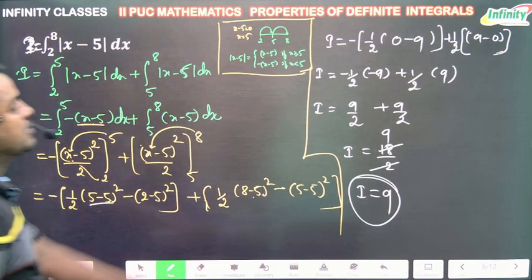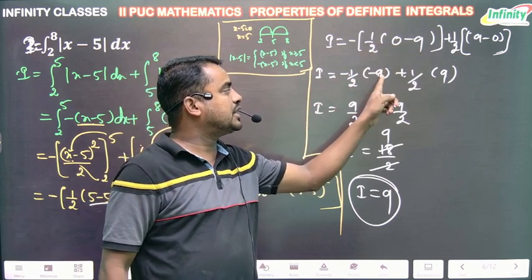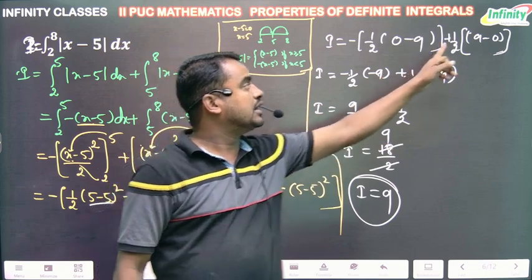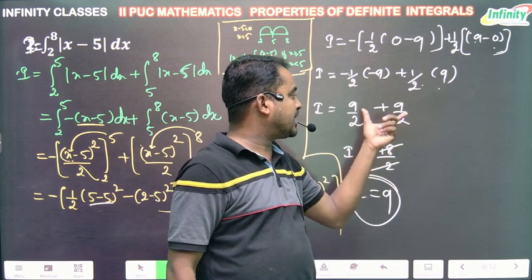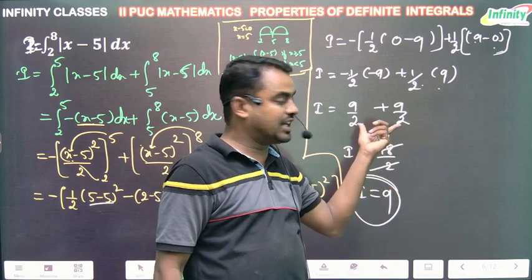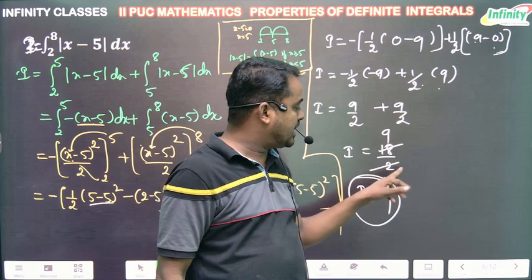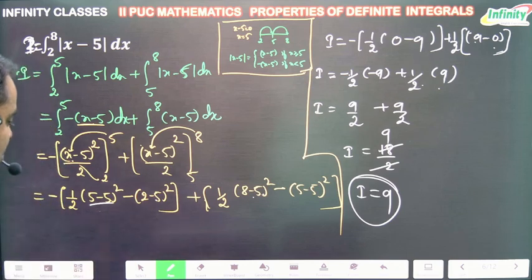It is simple. Minus 1 by 2, 0 minus 9, that is minus 9, minus 1 into minus 9 is 9 by 2. Here 1 by 2 into 9 minus 0 will be 9, 1 into 9, 9 by 2, again 9 plus 9 is 18, 18 divided by 2 means 2 ones are 2, 9s are. If the denominator is the same, add the numerators, and the 2s get cancelled. That is I is equal to 9 here. Pause the video and note it down.